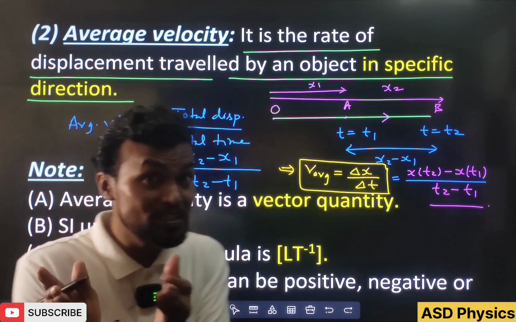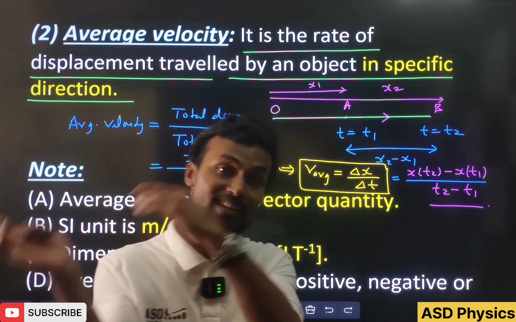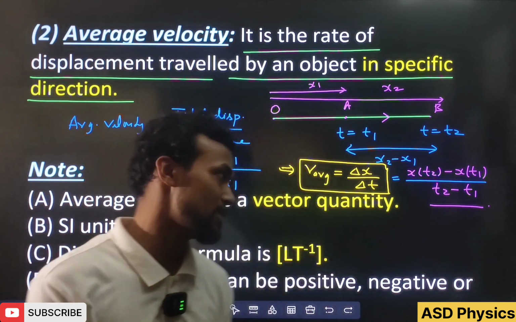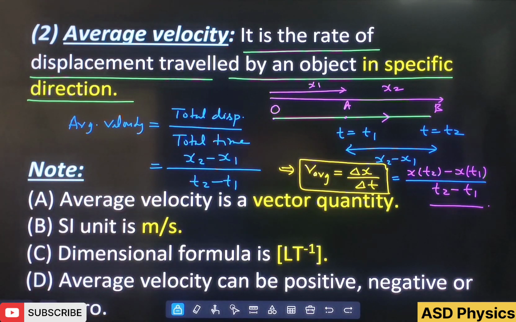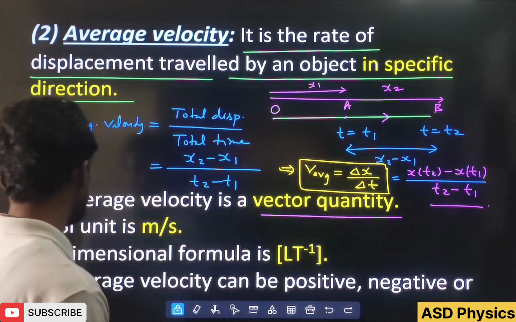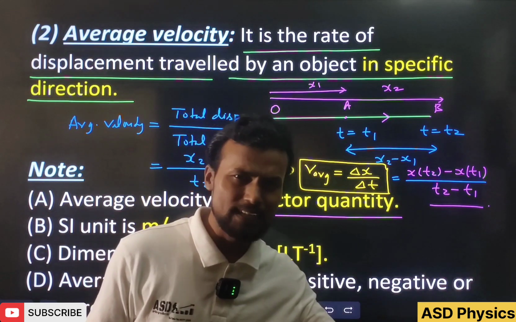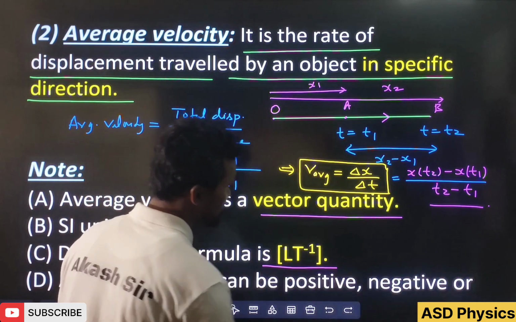And if the object is traveling in a straight line without changing direction, then distance and displacement are the same, so average speed and average velocity will also be the same. The same formula we can use when the object is traveling in a straight line without changing direction. Average velocity is a vector quantity, we know very well. SI unit is meter per second. Practical unit, as I have told you, is kilometer per hour. Dimensional formula, same, LT minus 1.